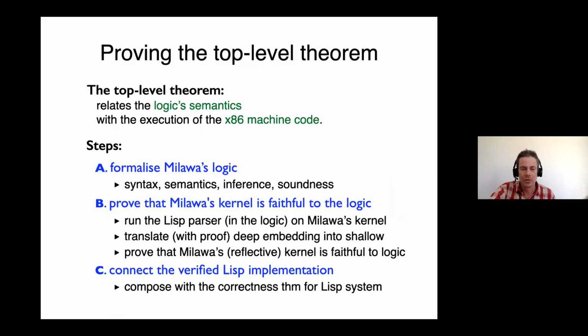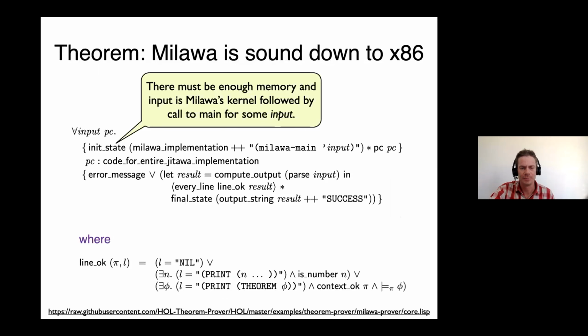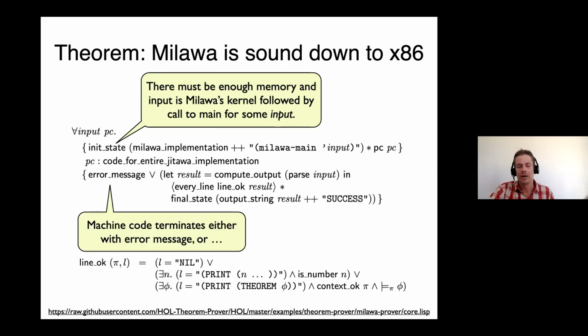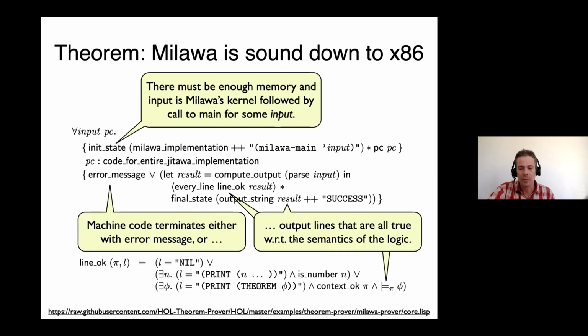This is the final theorem, saying that now we have instantiated the previous theorem with the verified checker. So there must be enough memory for the Milawa kernel to fit, and the input has to be on the input stream, and the program counter points at our Lisp implementation. We either get an error message, or we get output lines that are true with respect to the semantics of the logic.